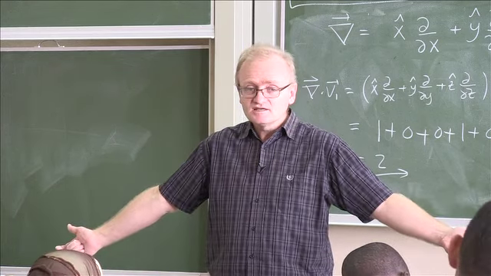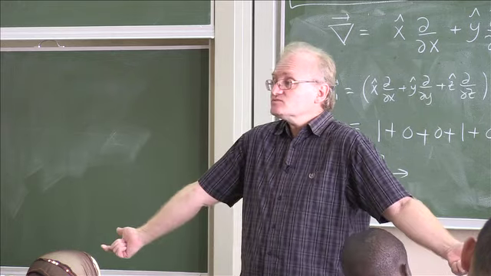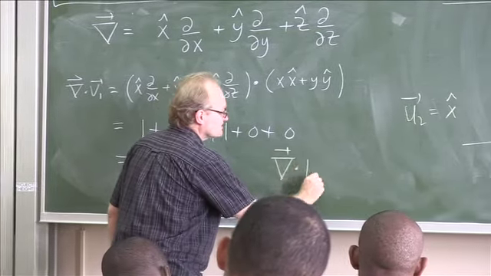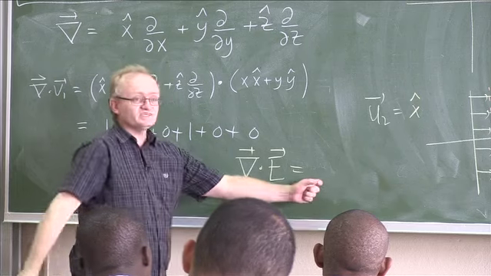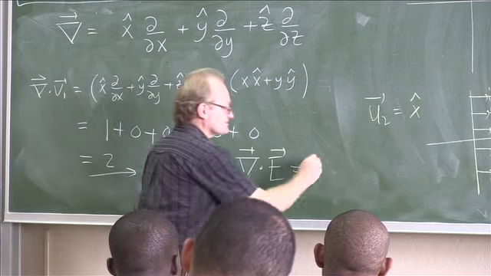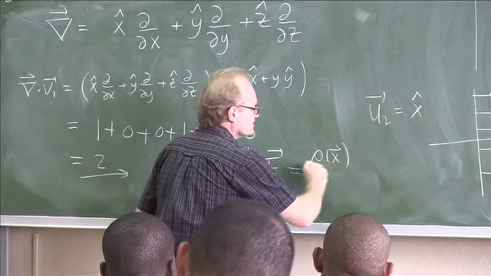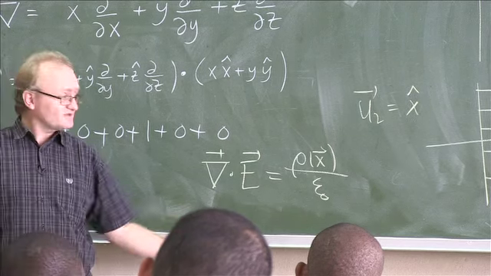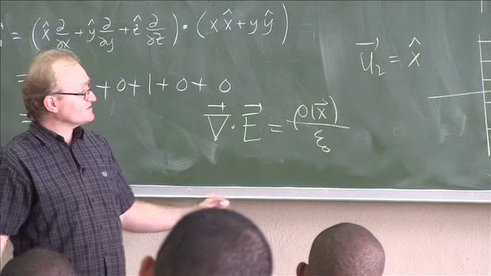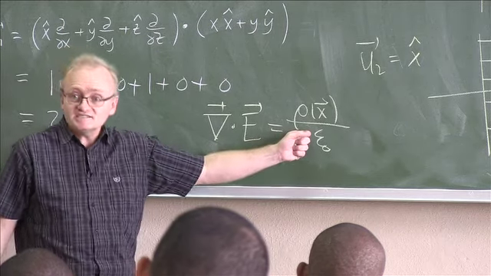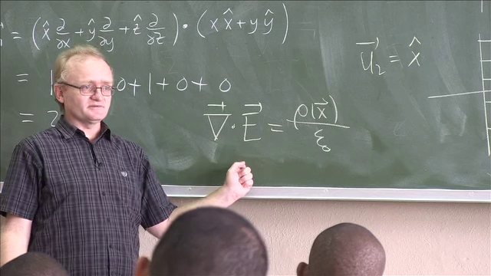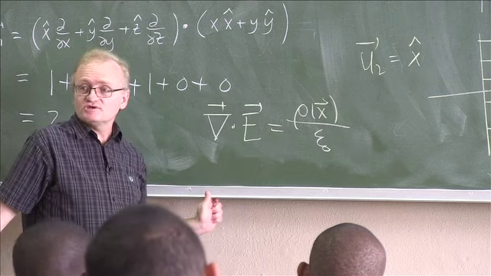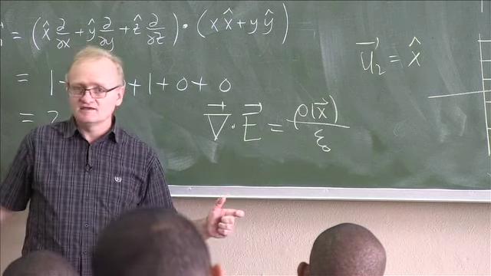Everyone agree? What we're going to learn is that one of Maxwell's equations says the divergence of the electric field, on this side you will expect charge, it actually turns out to be charge density over epsilon naught, a constant. So that's one of the equations that we're going to get. And you can see this looks very natural because the charge is the source for the electric field. Okay? Good. So that's divergence. Any questions on divergence? Good.